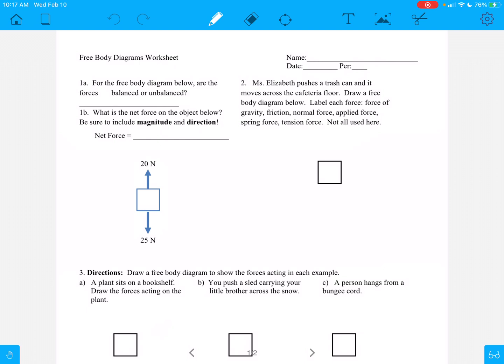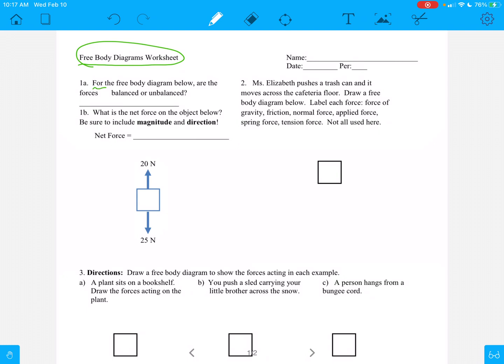So free body diagrams, what in the world is that? A free body diagram is basically just a diagram we use in physics to show the movement of an object and the forces that are acting on it. So let's look at some free body diagrams that we have here.